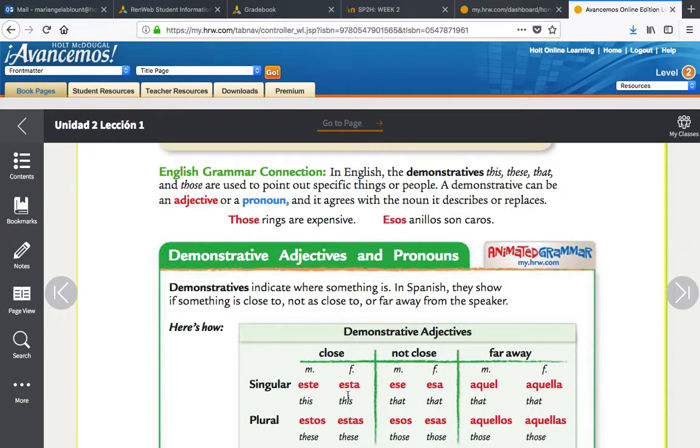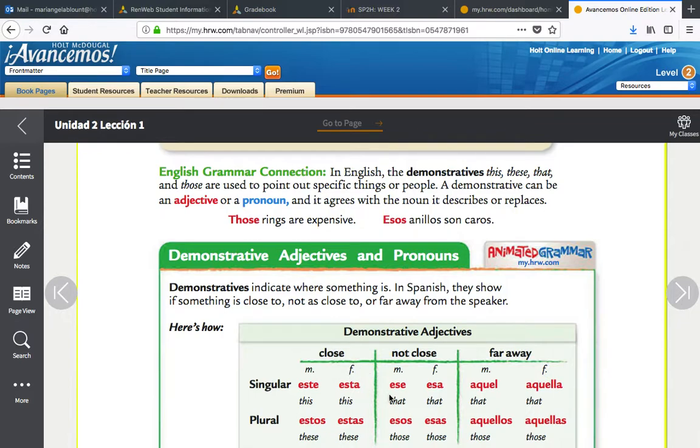Now you're describing the computer, this computer. La computadora is feminine, ends in a, la computadora, and you are close to the computer. How would you say this computer? Esta. Why? Because it's only one computer, singular, and the word is feminine.